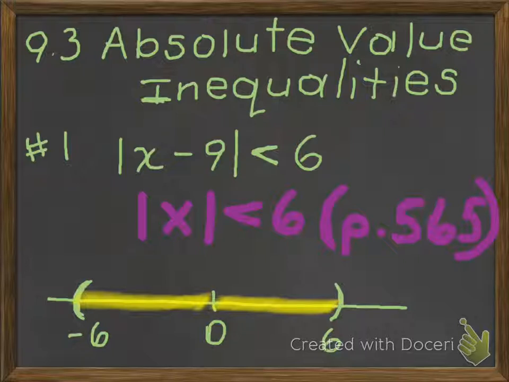If you look from 0 to 6, that distance is 6. So the distance from 0 is less than 6. And then you look to the left, the distance from 0 to minus 6 is also less than 6. So all the values for that expression, for which we're finding x, should be included in that yellow shaded region.